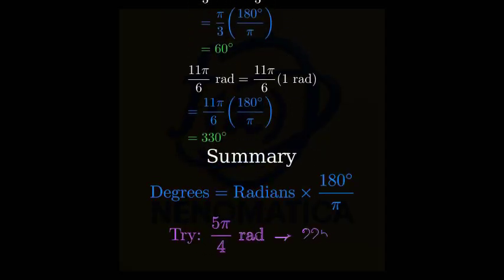Summary. To convert radians to degrees, multiply by 180 over pi. Try this one on your own. 5 pi over 4 radians. Pause and compute it. The answer is 225 degrees.